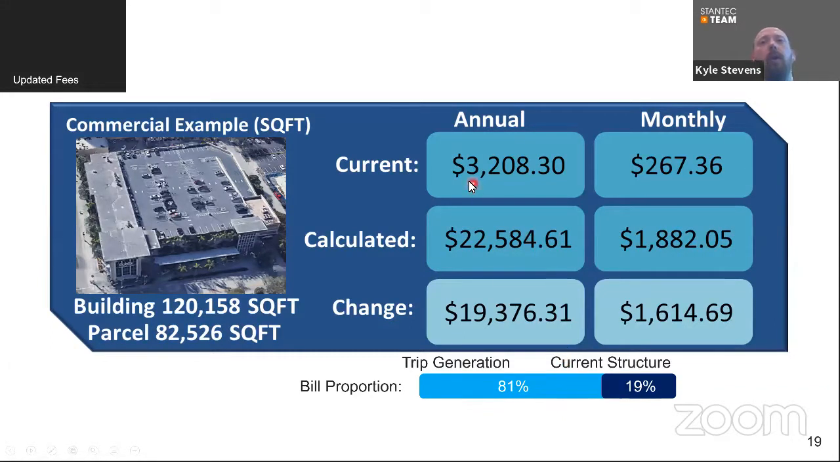And so the current bill is $3,208.30. But this particular parcel benefits a lot from trip generation rates. It's a very big building. And so the calculated rate for this one is $22,584.61. It's a change of $19,376.31 for the entire year.